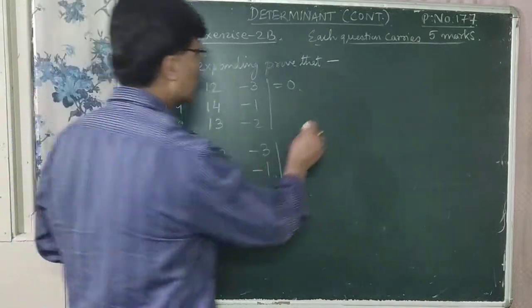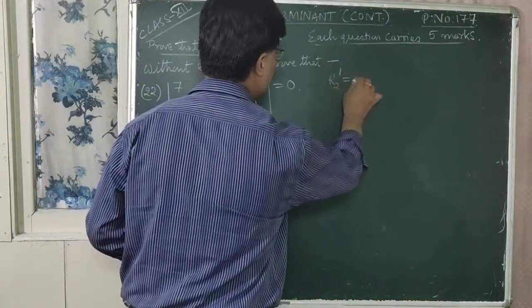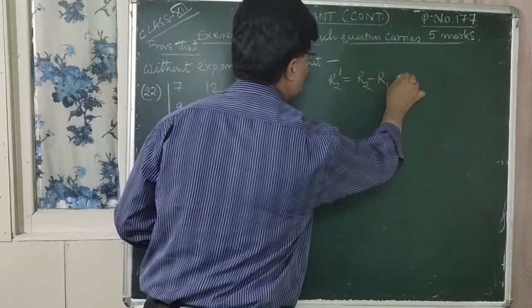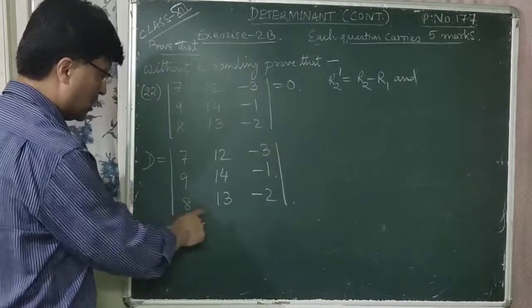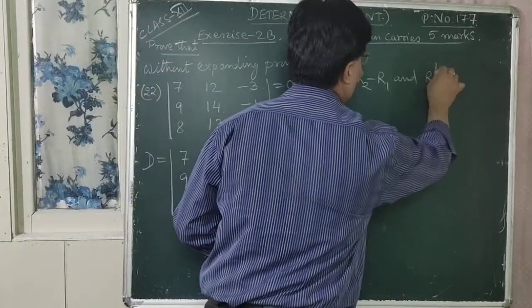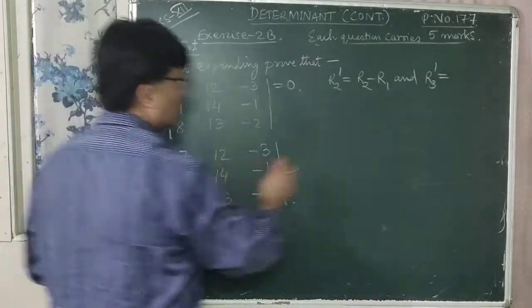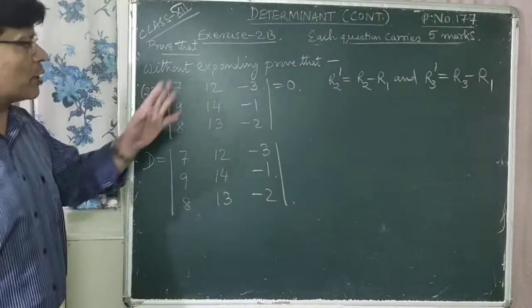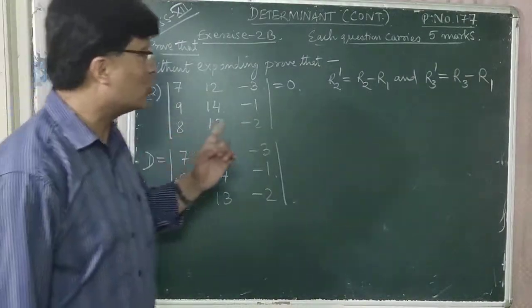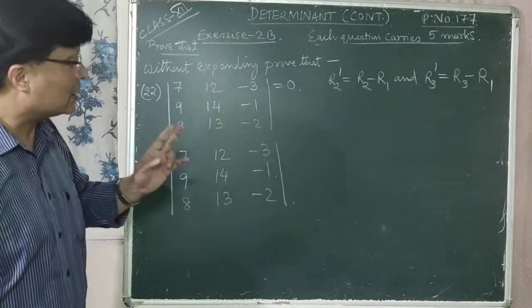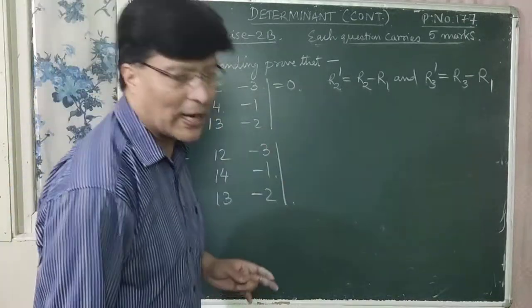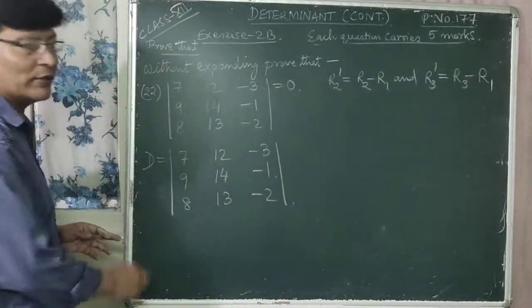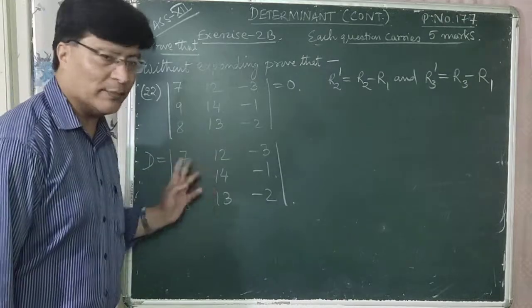Right? So let's do R2 dash is equal to R2 minus R1, and next one is R3 dash. R3 dash is equal to what? R3 minus R1. It is again R3 minus R1. That means we are using the properties R2 dash, new row 2, is equal to R2 minus R1, and R3 dash, that is new row 3, is equal to R3 minus R1. Okay. Now here row 2 and row 3 are changing, but row 1 remains same.